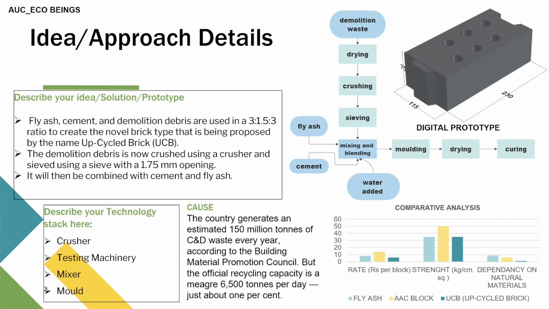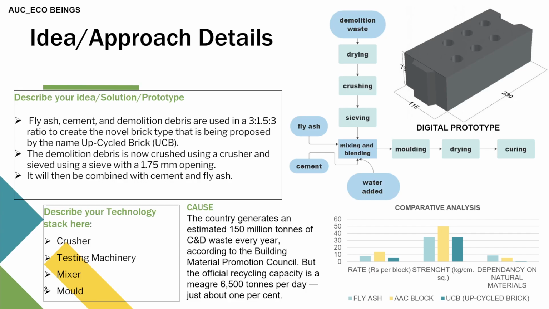Now I'll be explaining the construction process through the flowchart. The first step is to collect the demolition waste, drying it up, then crushing, and then sieving at 1.75 mm opening, and then mixing and blending it. Here the blending properties are added like fly ash, cement and water, followed by molding, drying and curing process. Above is the digital prototype.